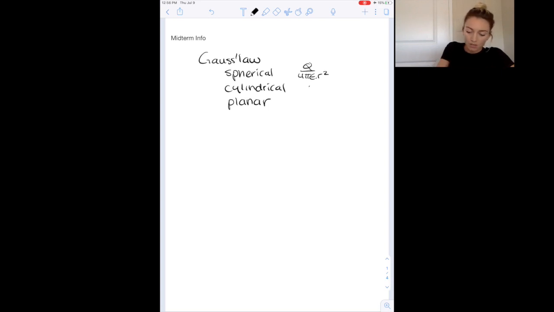For cylindrical, just memorize the electric field of an infinite cylinder, an infinite line, and then for the infinite plane, again, make sure that you just memorize the electric field of an infinite plane and how to use Gauss's law to arrive at those answers. Those are like the most important things because we use these over and over and over again.